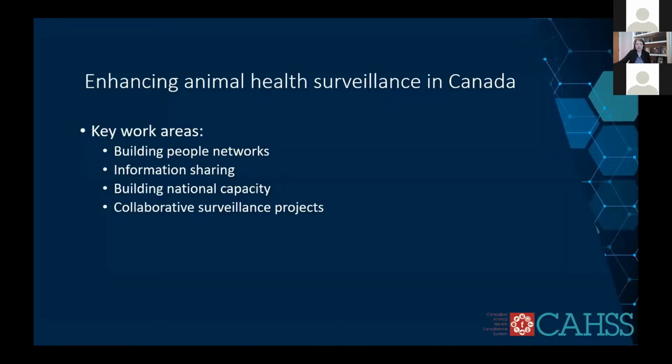So within our major activity, enhancing animal health surveillance in Canada, we have 4 work areas I wanted to highlight today: building people networks, information sharing, building national capacity, and collaborative surveillance projects. We have quite a few initiatives that fit within these key work areas, and I'm just going to showcase a few of these now.